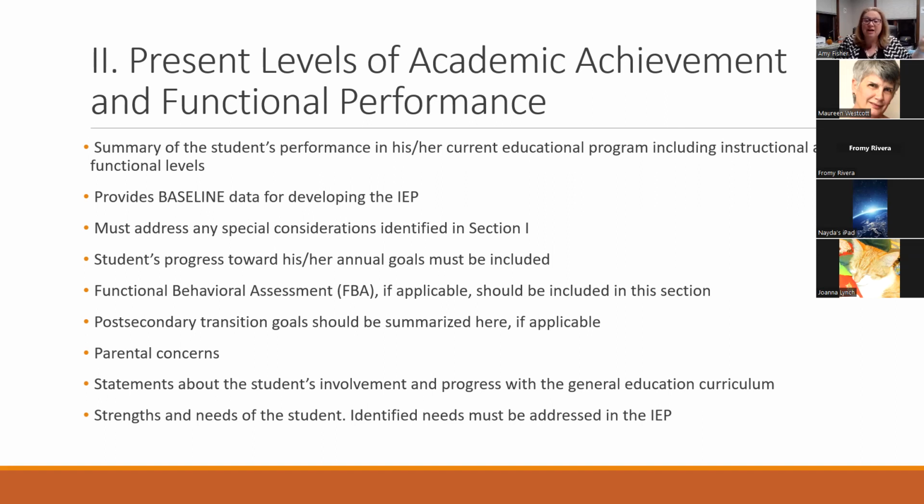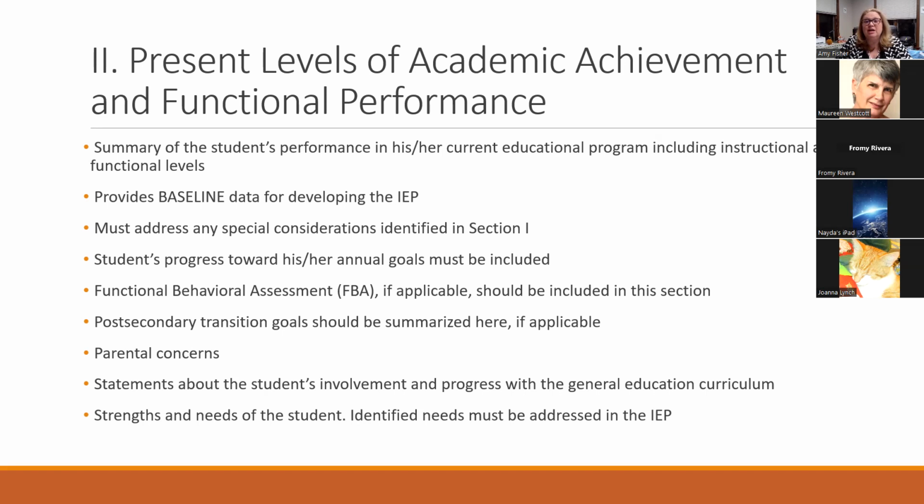So if you said yes to any of those questions, yes, my child is deaf or hard of hearing, yes, my child has behavior that impacts his learning, yes, my child has the need for assistive technology, anything that you may have answered yes to in those previous questions has to be addressed here in the present levels of the IEP. The present levels will also give you the current progress towards the student's annual goals. So this part of the IEP is really supposed to be a pretty good overview of how things are going right now.